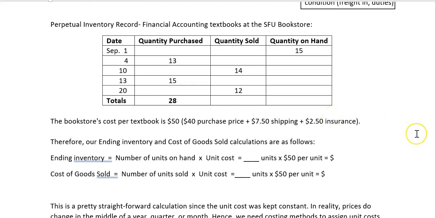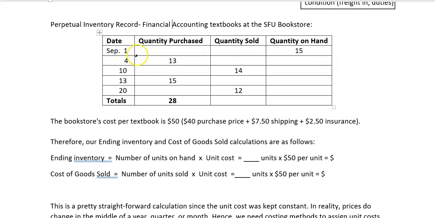So let's start off by looking at That's a Few Bookstores perpetual inventory record. So we have 4 columns across the top. The first one is simply the date, and then on certain days, the bookstore will purchase a certain number of textbooks. On other days, the bookstore will sell a certain number of textbooks. And the last column here, quantity on hand, is a tracking column where we're tracking the number of books we have on any given day.